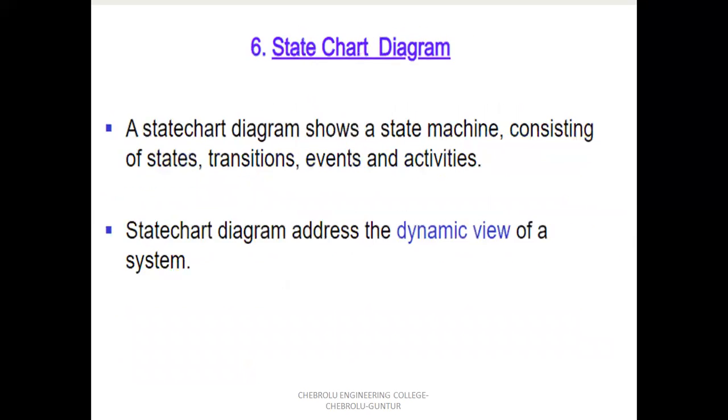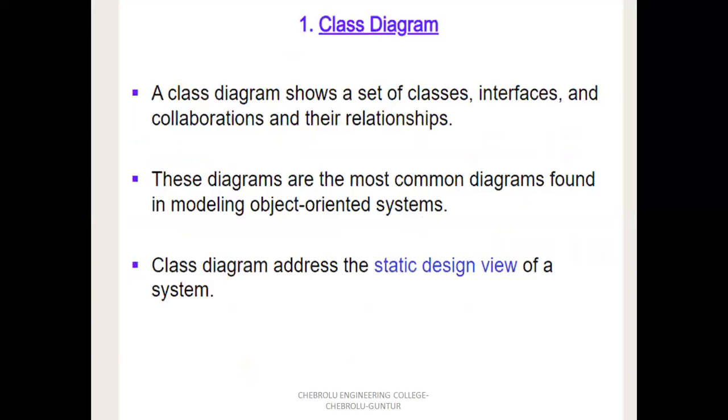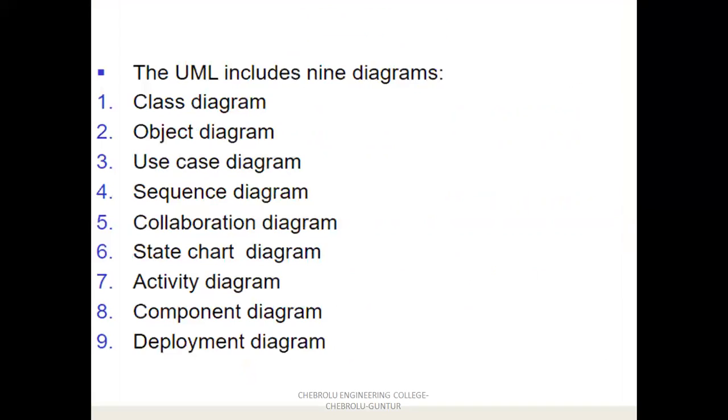Totally nine diagrams. Of the nine diagrams, five are static diagrams and four are dynamic diagrams. The five static diagrams represent the structural part, and the four dynamic diagrams represent the behavior. Okay, this is the introduction of UML.